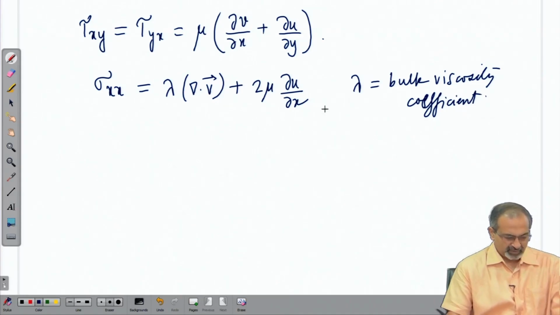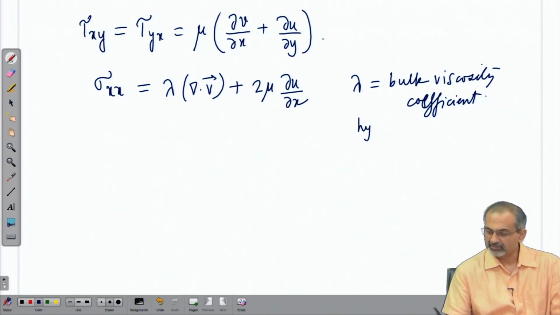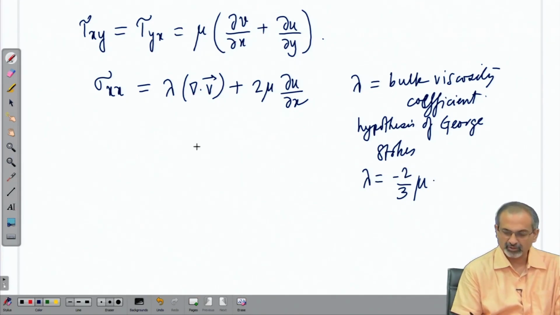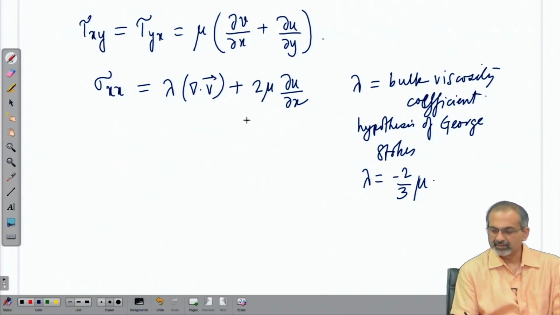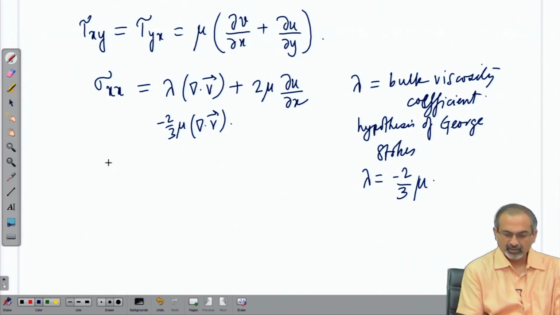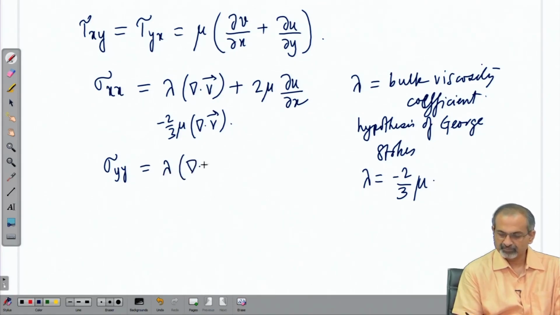and George Stokes, a very famous scientist, made a hypothesis that lambda is minus 2/3 mu, the viscosity coefficient. So, according to that, this coefficient will be minus 2/3 mu times divergence V. Like sigma xx, you can define sigma yy and sigma zz.